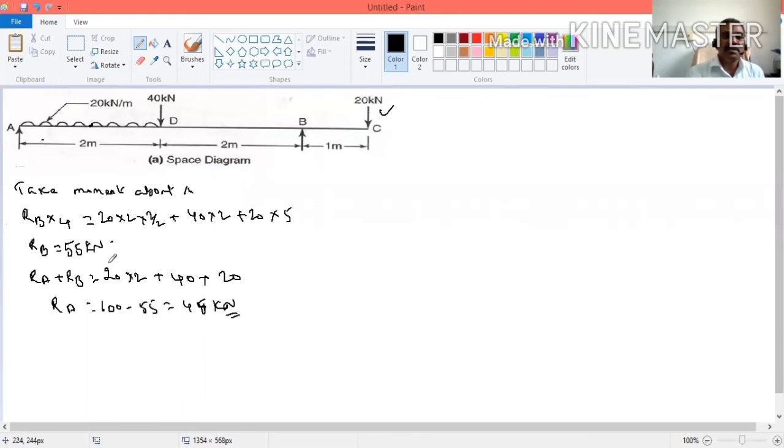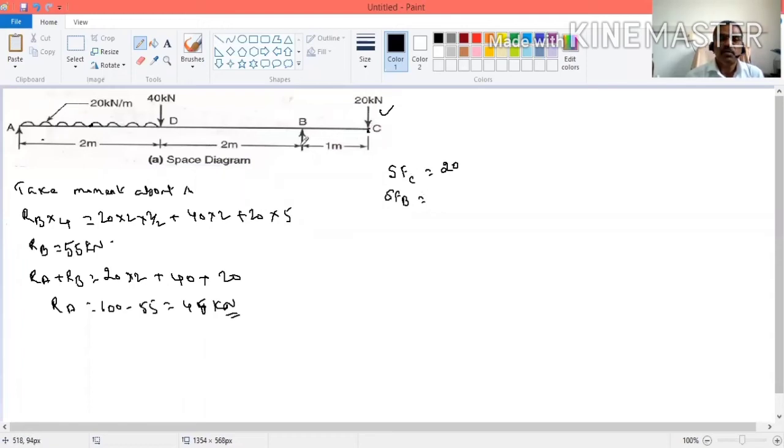Now the next step is calculating the shear force and bending moment. Shear force at C. What is the value of shear force at this point? We have a 20 kilonewton load downward, and we take it positive. So shear force at C is equal to 20. Now shear force at B. What is the value of shear force at B?